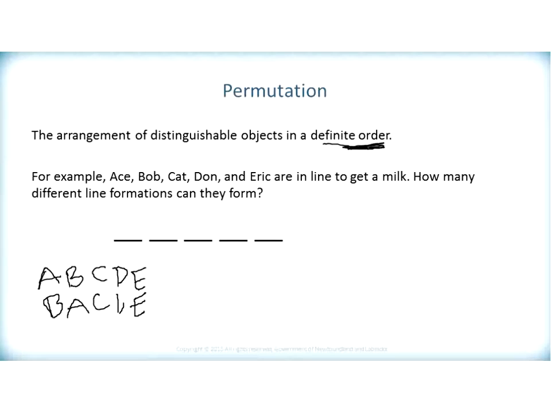We look to see, for the first position in line, there are 5 options. The second position, there are 4. The third position, there are 3. The fourth position, there are 2 options. And of course, in the last position, there's only 1 option, which would give us 120 different options for them to stand in line.